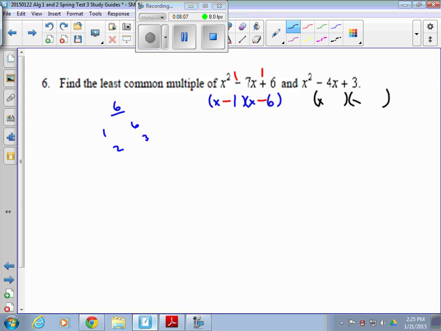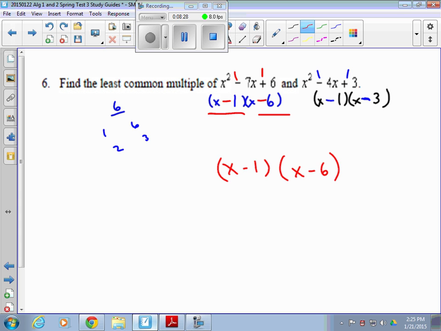X times x. There's only one set of factors for 3, 1 and 3. We have to use those. This sign says the same. This sign says both minus. Minus 1, minus 3. So what you want to do to make an LCM, or least common multiple, is make sure everything's represented. We have to represent x minus 1 and x minus 6.